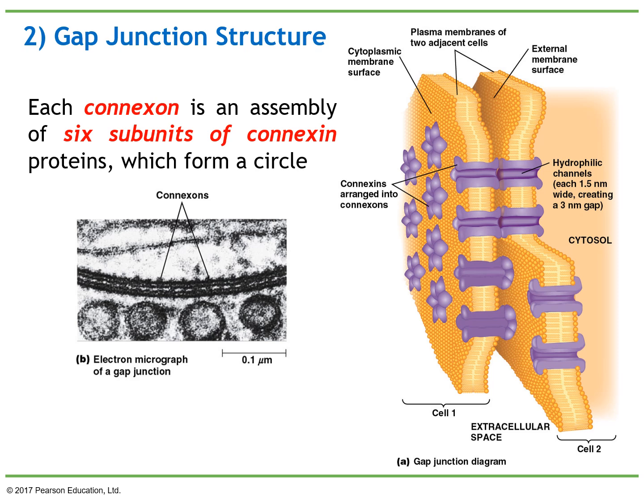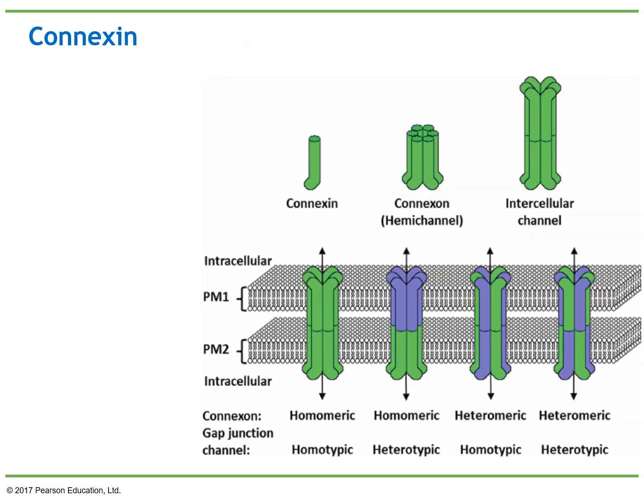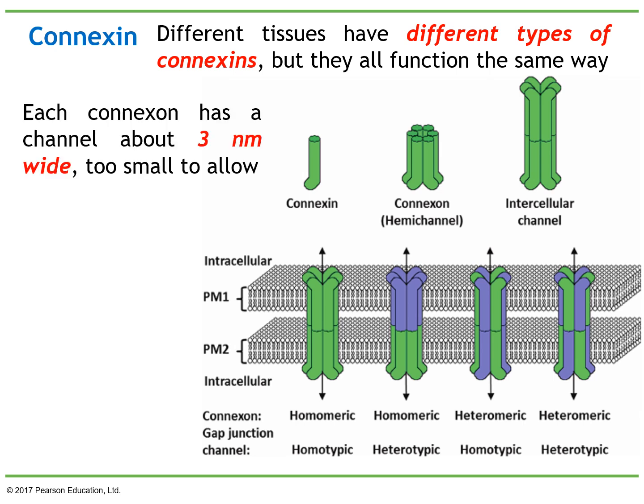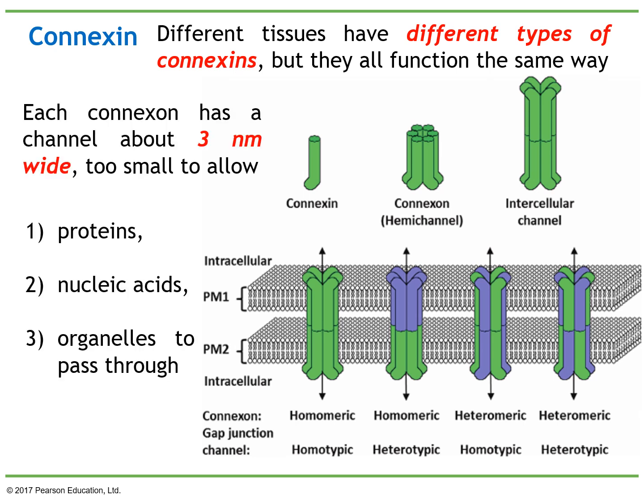Here you can see the schematic, the diagram. They are so tiny that this is electron microscopy, and you can just see the proteins there. Again, connexin there, and one connexon will have 6. They don't allow the passage of proteins, nucleic acids, or organelles through. So this is different from the plasmodesmata.